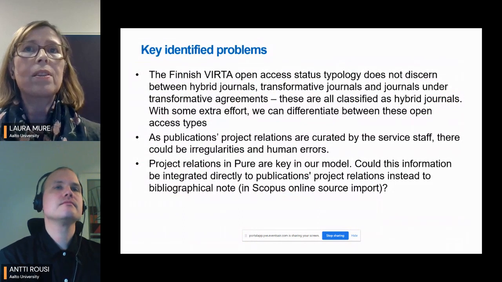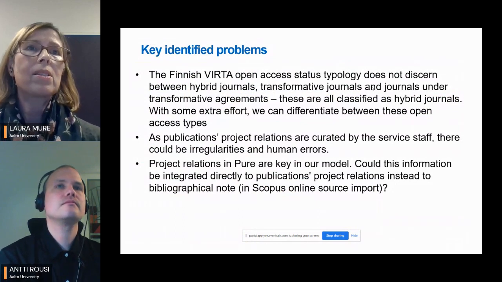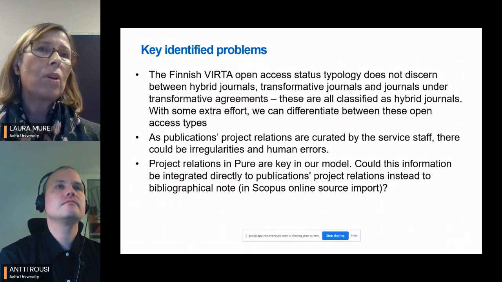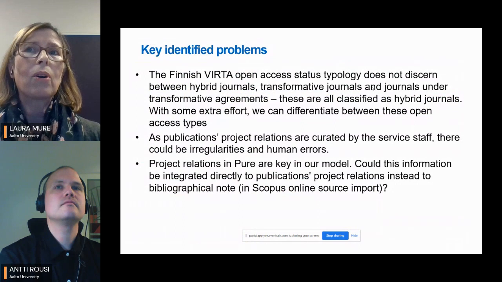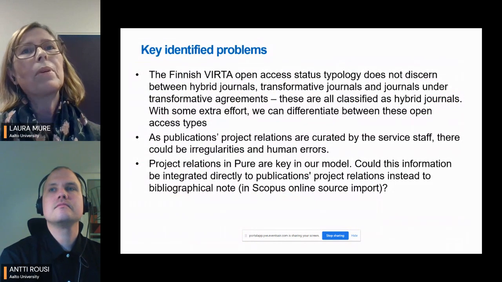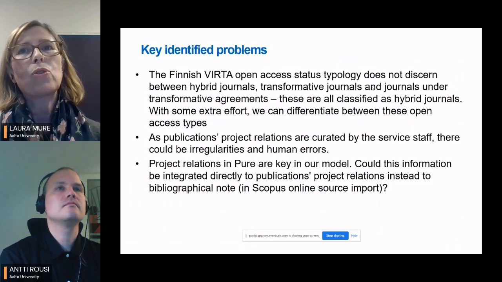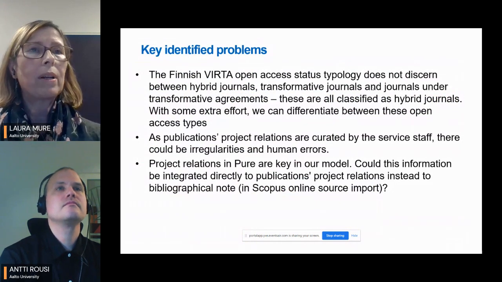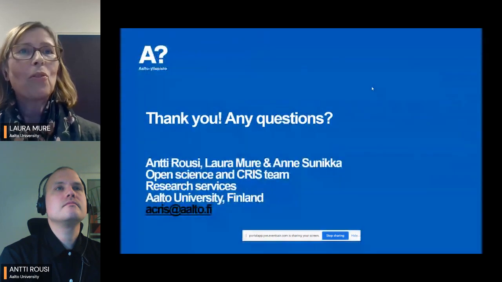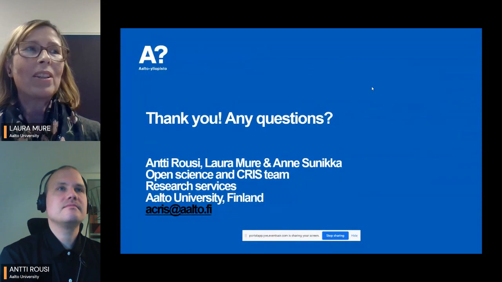And of course, there's always a danger of human error when it's done by hand. And as project relations in Pure are key in our model, we would like to end this presentation with an open question or improvement suggestion to the Elsevier Pure team: could this information be integrated directly into the publications' project relation part instead of a bibliographic note, as is happening now when we are, for example, using Scopus as an online source import? So thank you for listening, and now I'm handing over to our moderator, Baron.